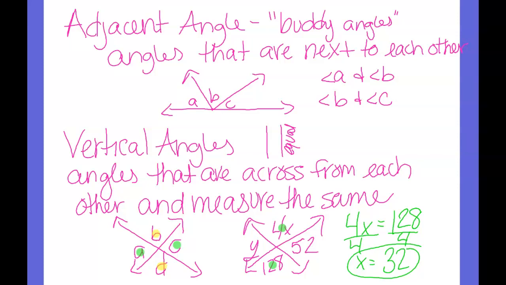Okay, with my other highlighter color, what's my other set of vertical angles? Y and 52. I'm not going to write in yellow because it's hard to read. But what does y equal? 52, right? Because if y is the same as 52, y equals 52. Questions on vertical angles?